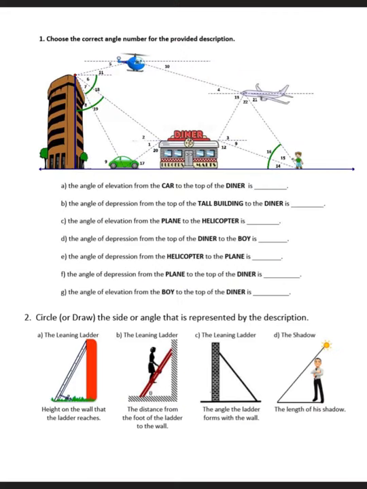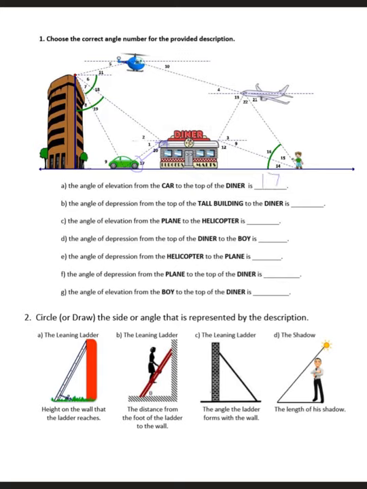So put a little activity here. There's a bunch of stuff going on here. There's a helicopter and a diner and a car and an airplane and a person. I want to know the angle of elevation from the car to the top of the diner. So what number would that be? The angle of elevation looks up. So here's the car, here's the top of the diner. Angle of elevation looks up, so this should be number 17.